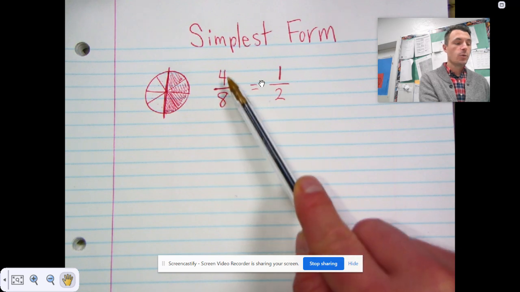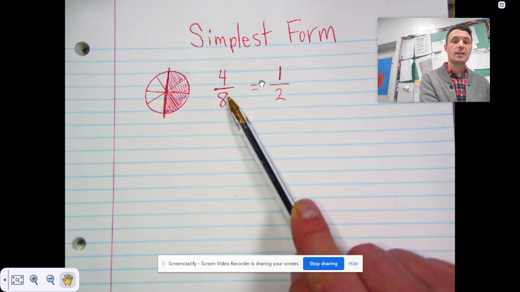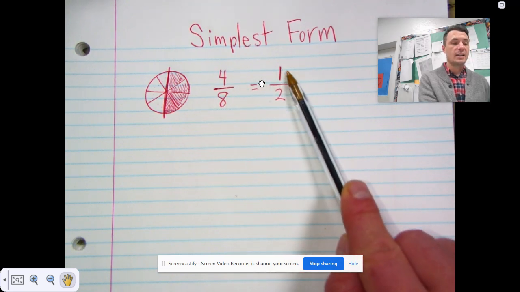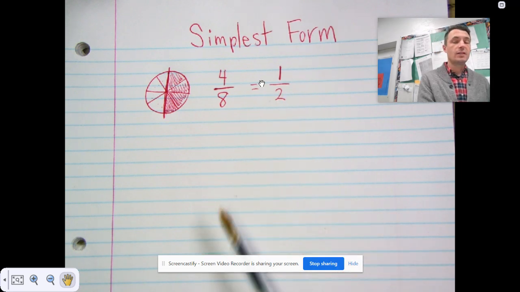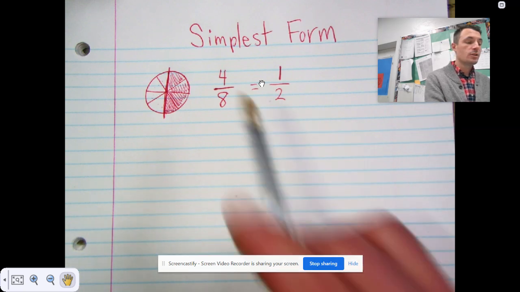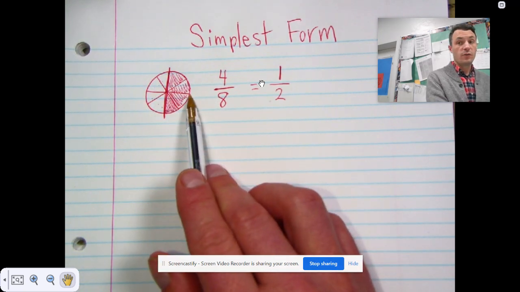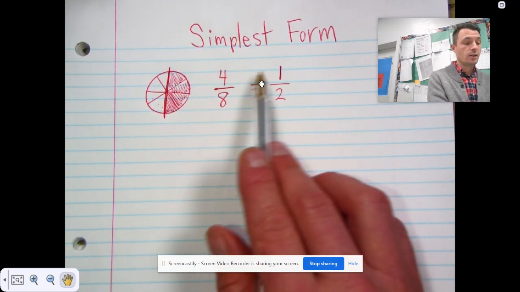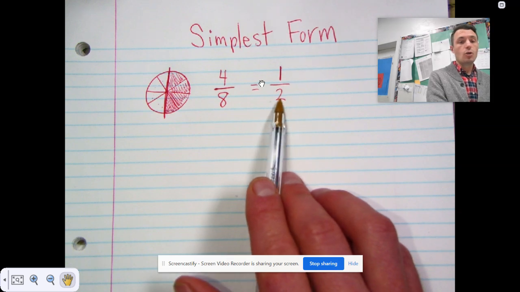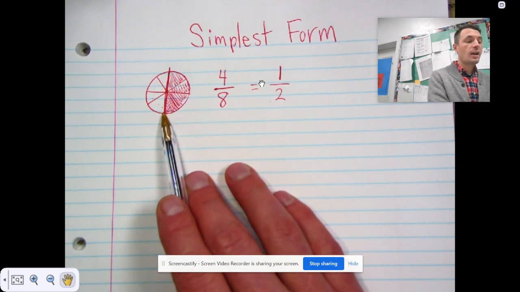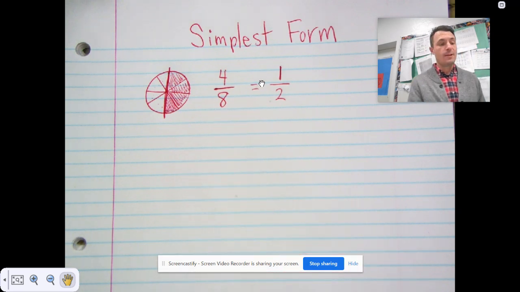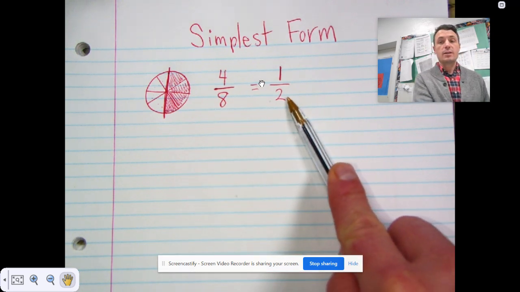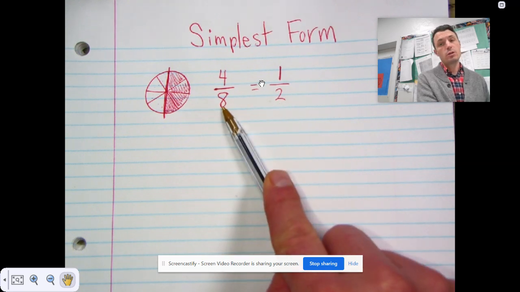Here's why. Because 4 is exactly half of 8 and 1 is exactly half of 2. So they represent the same amount. And you can see that they represent the same amount because you can split this pizza into 2 very big pieces, and then you'd have 1 out of 2 slices. Or if you think of it as split into 8 slices, you have 4 out of 8. Same amount either way. This just means bigger slices, less larger slices, and this means more smaller slices.